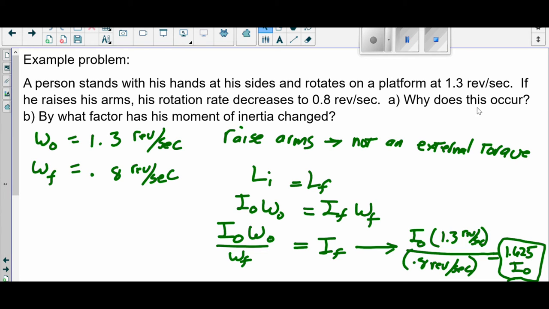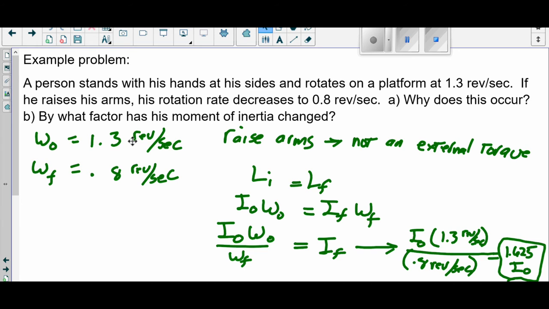Okay, well, let's talk about the why first. When he pulls his arms in, or sorry, raises his arms, we're doing the opposite. When he raises his arms, he's pushing more mass farther away from his axis of rotation. So he's increasing his rotational inertia. But moving his arms in and out doesn't constitute an external torque. So his angular momentum has to stay the same.